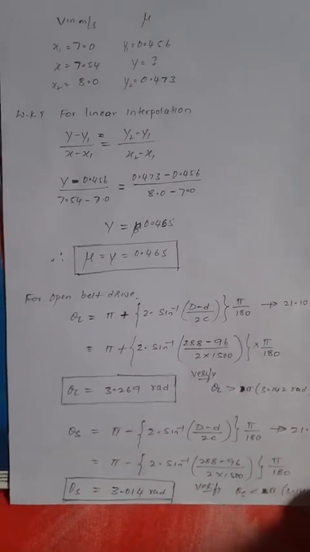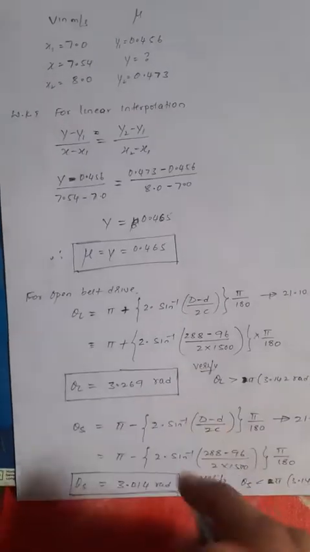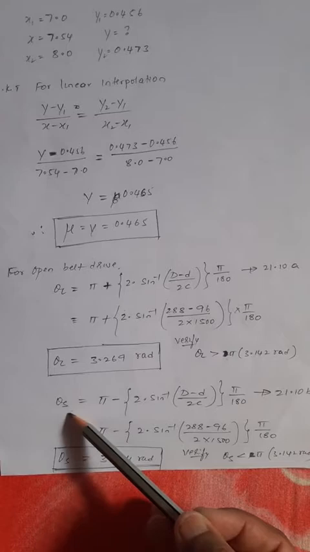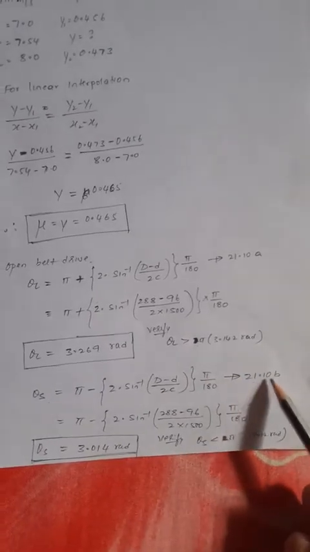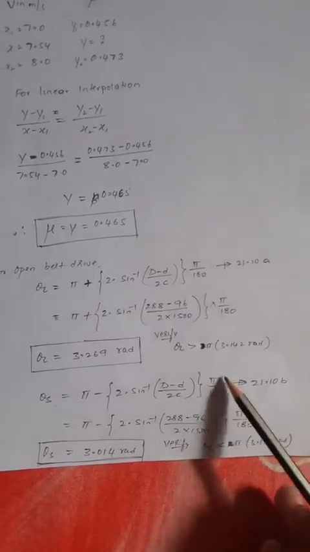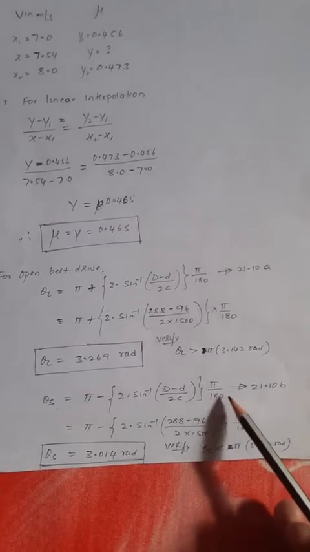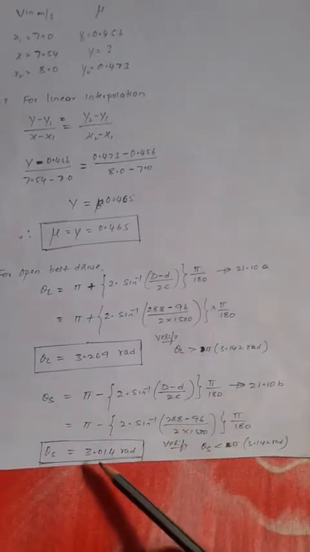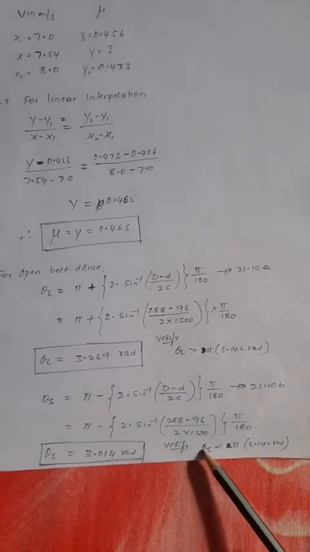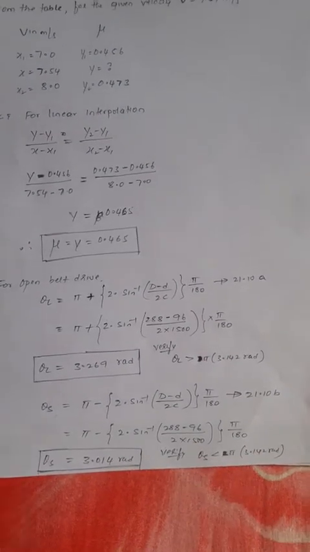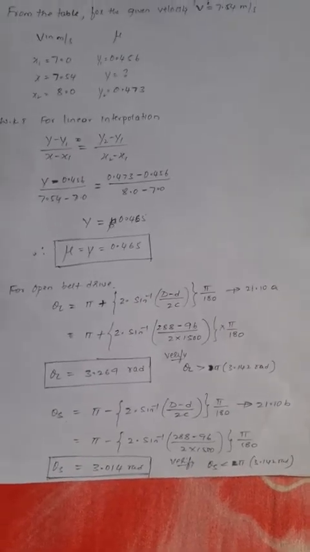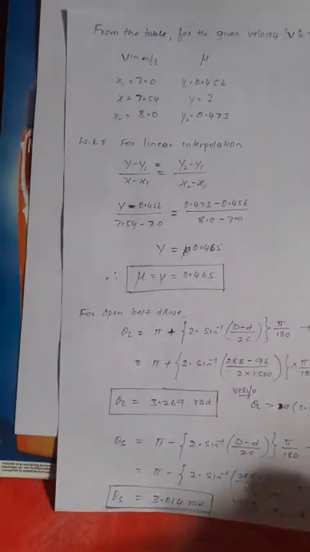Now similarly for theta s, the angle of contact for smaller pulley and the belt, 21.10b. Remember this multiplier, pi by 180, in the data handbook is not there. Make it correction. Then substitute, we get 3.014 radian, that should be less than the pi radian, that is 180 degree, less than the 180 degree or 3.142 radian, right?